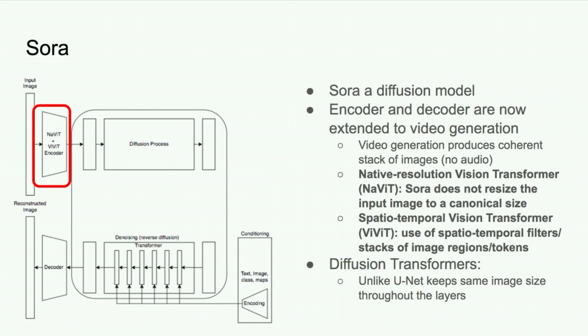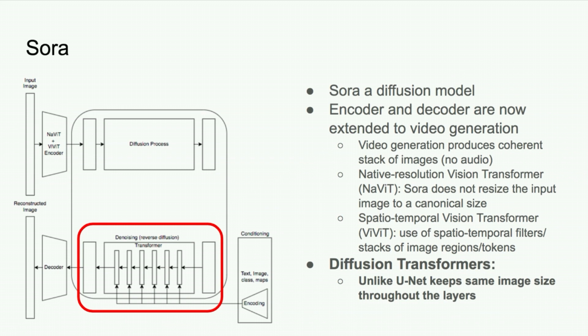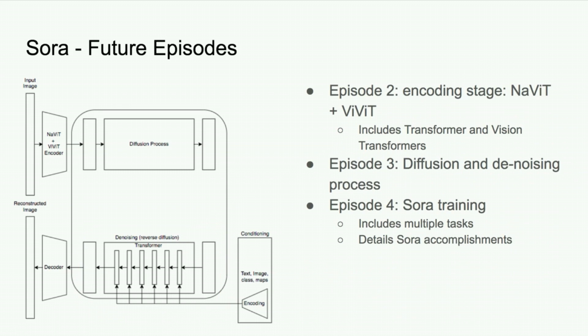The encoding process utilizes native resolution vision transformer or NaViT and spatiotemporal vision transformer or ViViT. The first technique, NaViT, means Sora does not resize the input image to a canonical size, instead keeping the original aspect ratio. The second one, ViViT, is the use of spatiotemporal filters or stacks of image regions across space and time as one volumetric unit token. The diffusion process itself uses a transformer architecture rather than a U-net. This allows for latent map to maintain the same size throughout the layers.